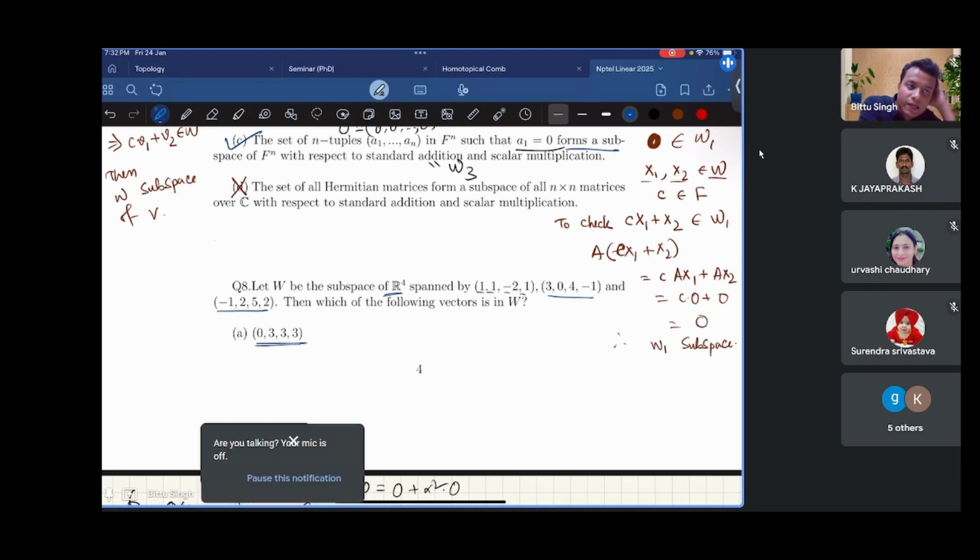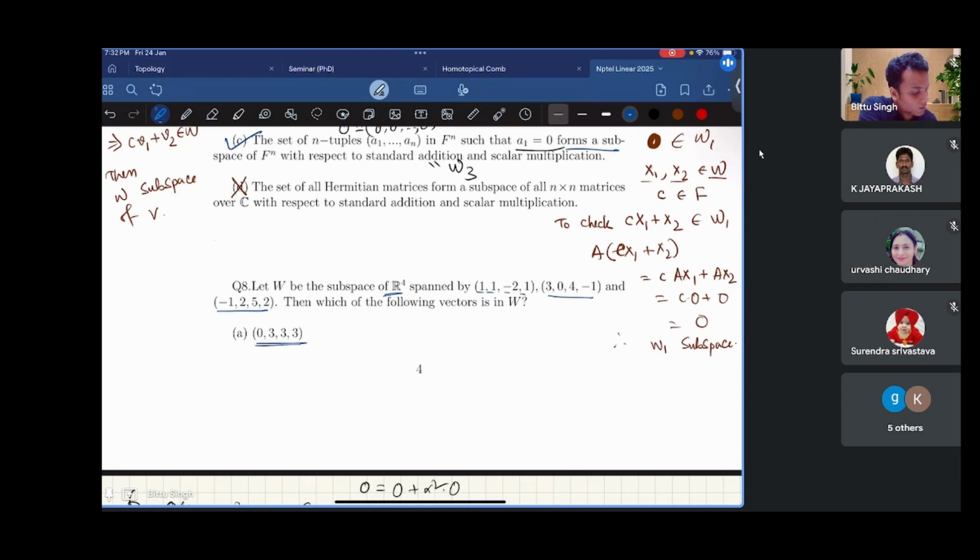So how do you check if something belongs to W or not? W is a subspace, it is already given, and 3 vectors. So W is spanned by 3 vectors. What is the meaning of this?